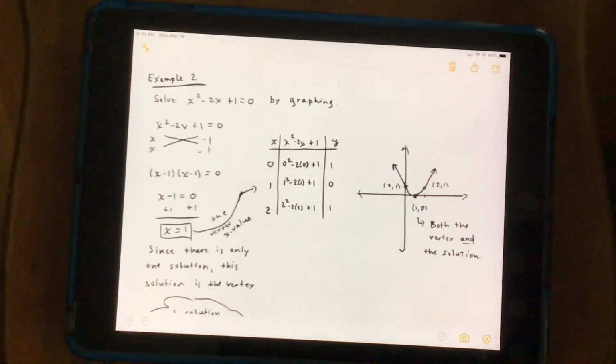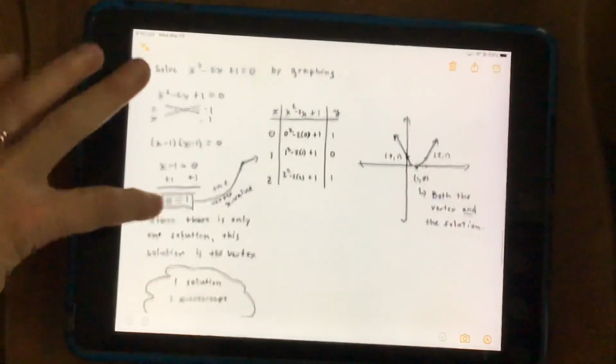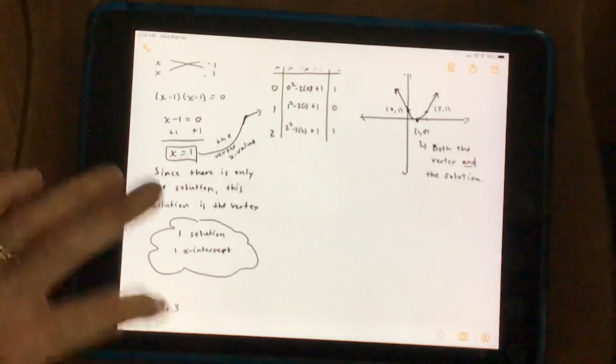Notice that the vertex is both the solution as well as where the parabola bottoms out. So when we have just one value based on factoring that solves the quadratic equation set equal to 0, our graph will touch the x-axis at only one point, and that one point will be the solution to the quadratic equation. So here we are with only one solution because there's only one x-intercept.